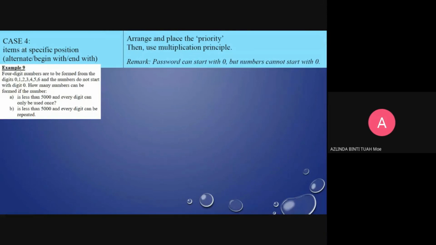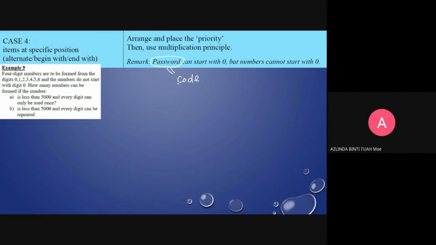We are going to arrange the objects with some items at specific position. Okay, apa keyword yang perlu ada dalam soalan untuk gunakan case keempat? Keyword dia kena guna alternate, begin with, or end with. Kadang-kadang dia bagi tahu nak susun password ataupun code.